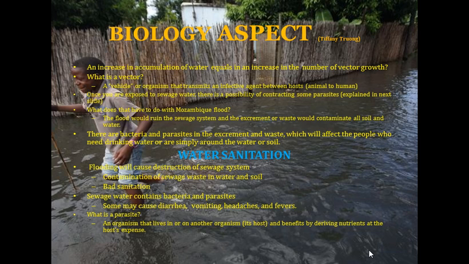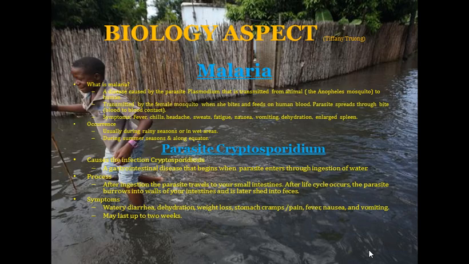A parasite is an organism that lives in or on another organism and benefits by deriving nutrients at the host's expense. Malaria is a disease that is caused by the parasite Plasmodium. It is transmitted by the bite of a female Anopheles mosquito. Once she's feeding, there is blood-to-blood contact, causing the parasite to spread. Malaria usually occurs in rainy seasons or wet and warm areas. The warm air of Mozambique plus the increase in water result in more mosquitoes being born and therefore more cases of malaria.